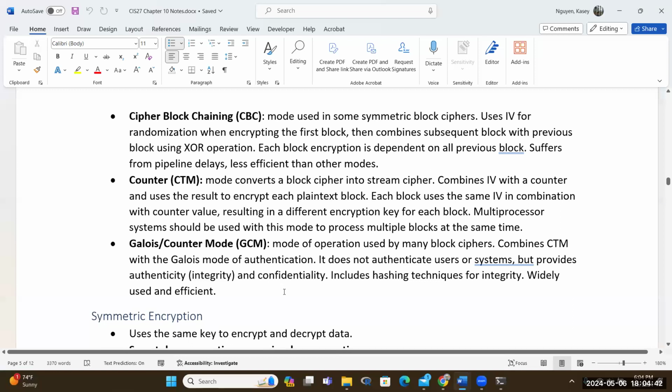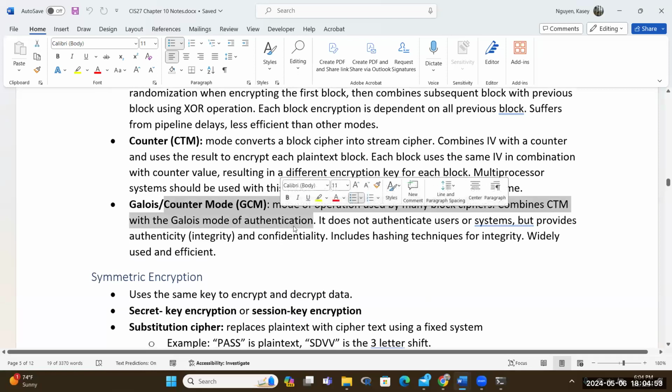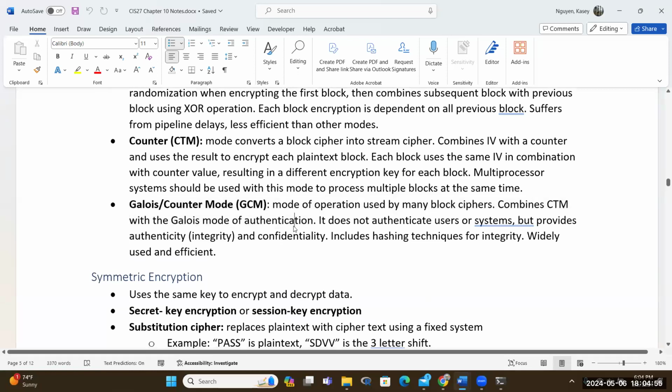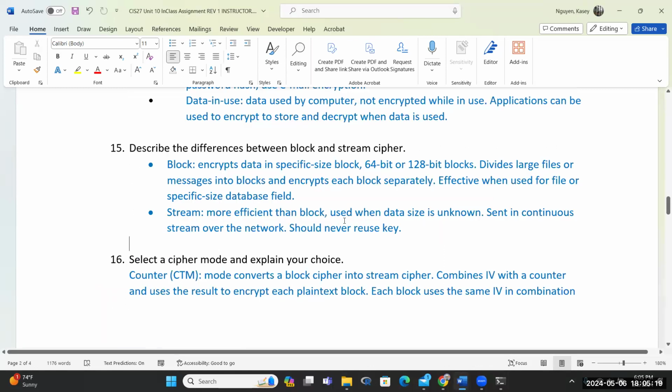And then you got your GCM. This is used for many block ciphers. It combines CTR, the counter mode, with GCM for authentication. It does not authenticate the users or the system, but it gives you integrity and confidentiality using a hash-based technique. Okay, so my selection was the counter. You can choose any of these of your choice, right? But in general, these are the common modes that you would see for encryption.